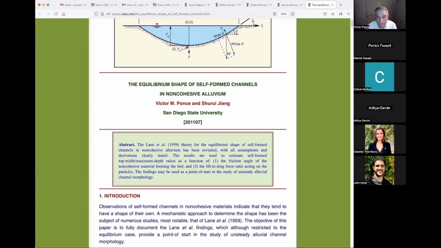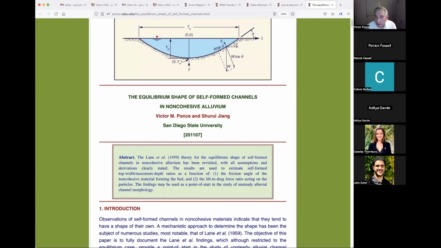The results are used to estimate self-formed top width maximum depth ratios. It's a function of self-formed top width maximum depth. Rivers are going to self-form their channels no matter what, one way or the other. So we're talking correctly here, self-form, top width maximum depth ratio. So we're talking about a shape function in here. The ratio between the top width and the depth is not a complete shape function, but it is like a parabola as shown in the figure. So this advances the issue of fluvial geomorphology, because this equation is the only equation of its nature existing in the field. He was the only one that did this work, 1959, okay?